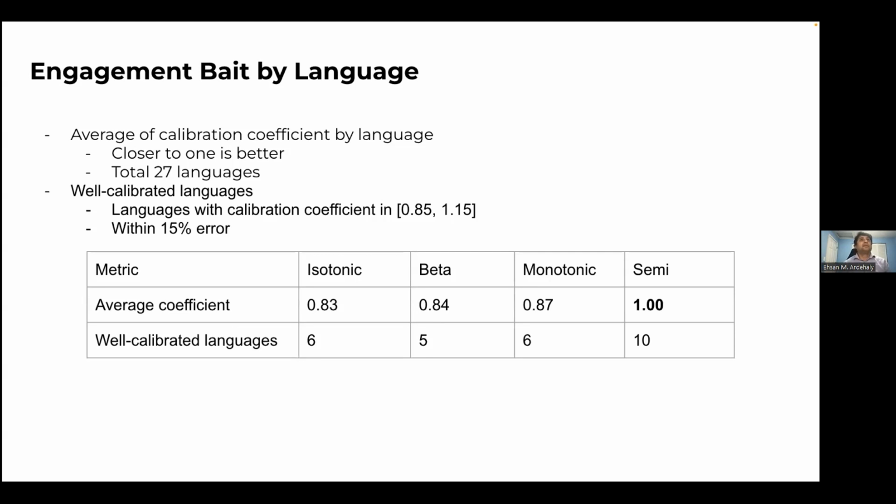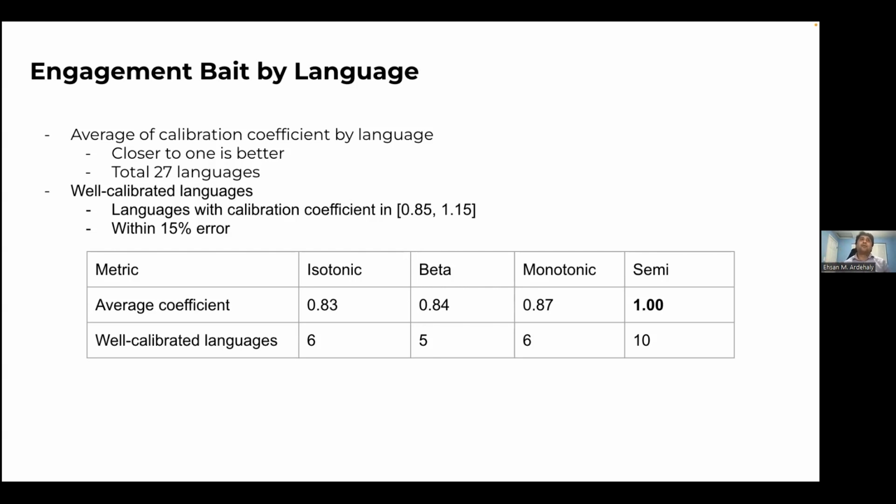Also, we looked at the results by different languages. We use engagement bait for this analysis with 27 languages. Again, we use the calibration coefficient and compute the average coefficient, and closer to 1 is better. The first row in this table shows the average coefficient. As you can see, isotonic beta and monotonic are struggling and have a lower average, but the semi-supervised learning worked very well. On average, the score is 1. But of course, it has some variation per language.